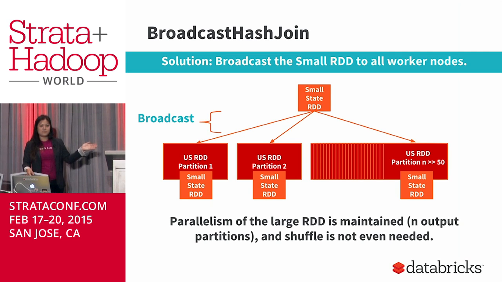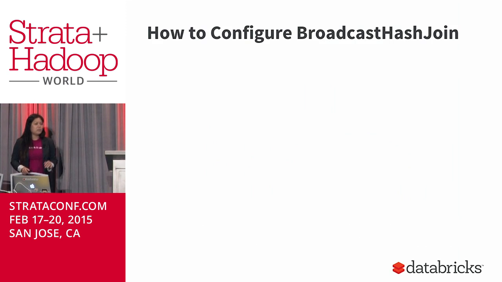So in this case, you can see parallelism of your large RDD is maintained. In fact, in this case, you don't even need to shuffle, because that broadcast of the RDD was enough to join your two tables.